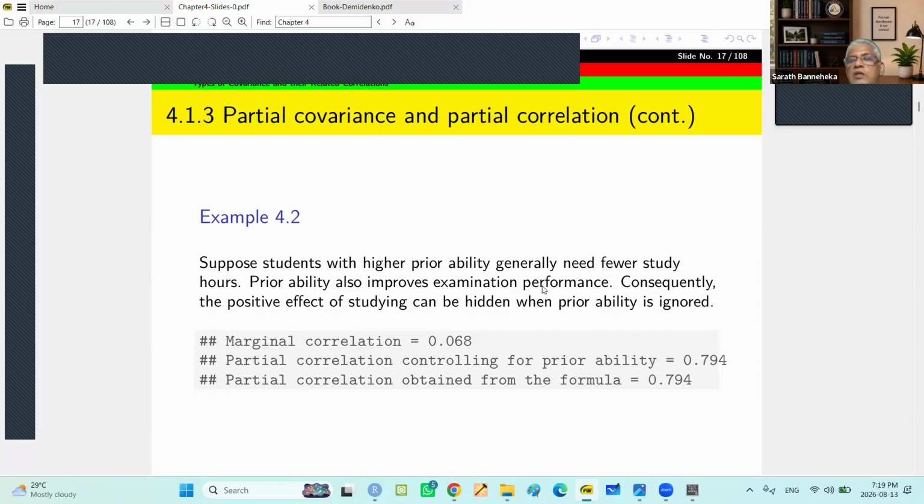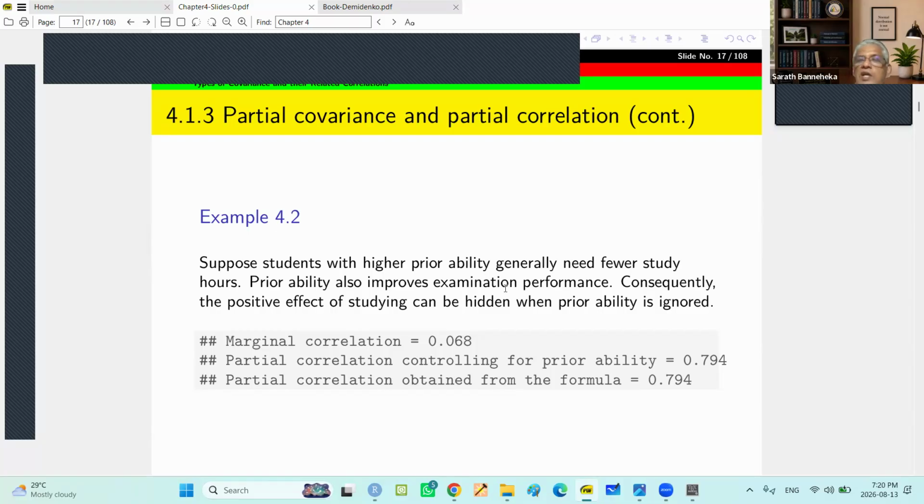Right? We know some students are more able or intelligent than some other students, right? So those intelligent students don't generally require to study as hard as the other students, right? But still they get higher marks, right? But if we just ignore their prior ability, we can look at the marginal correlation between the number of hours, for example, they studied and the examination marks. In that case, we will be looking at the marginal correlation, right?